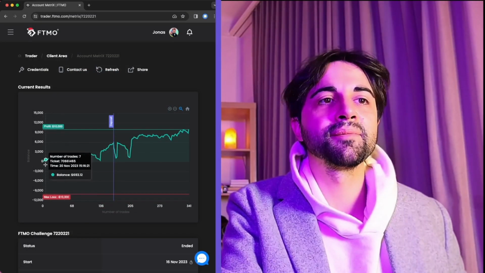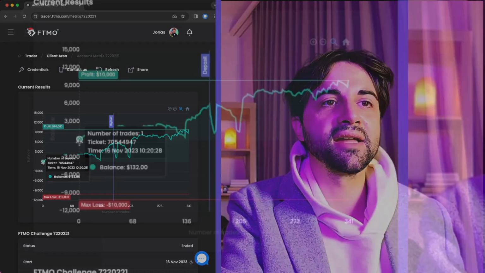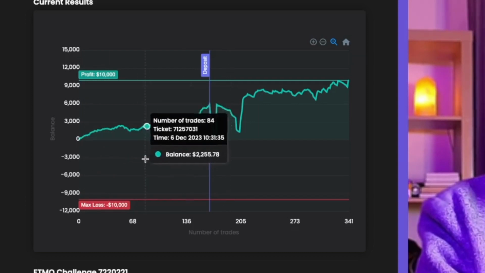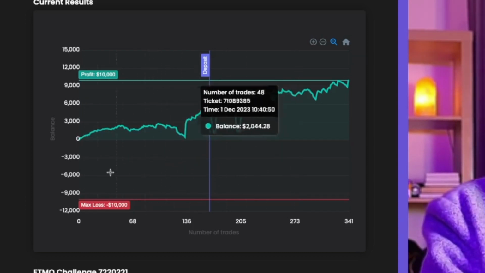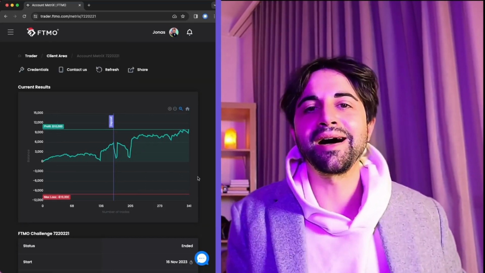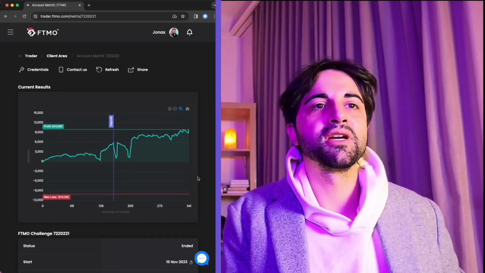basically you can see it starts here at 0 on the 16th of November, and you can see that it never went into drawdown at all. So that is very nice. And the question is, how did I do it, right? How did I do that?